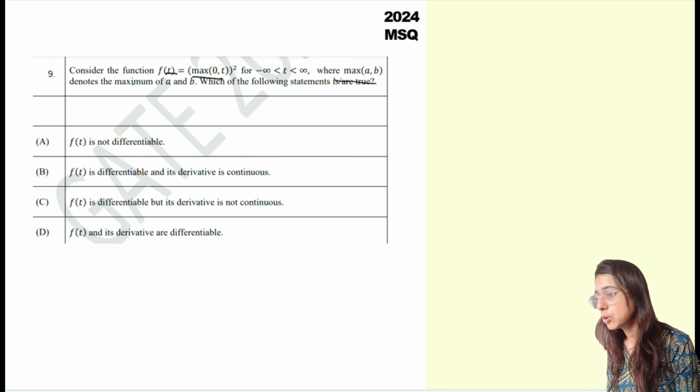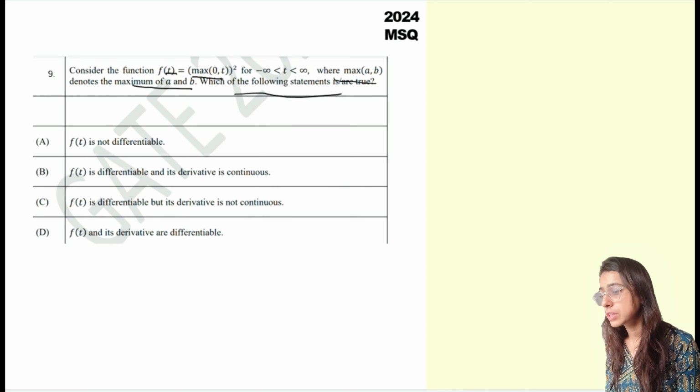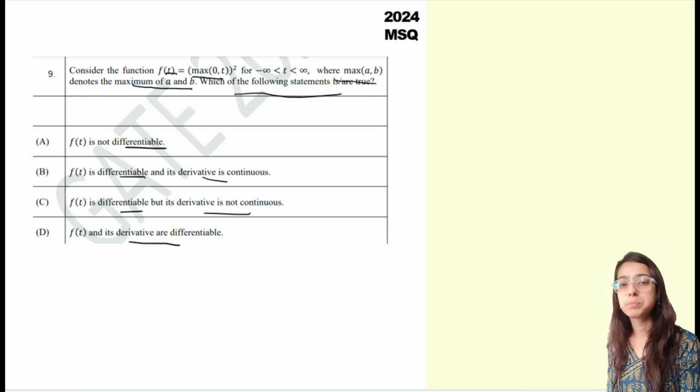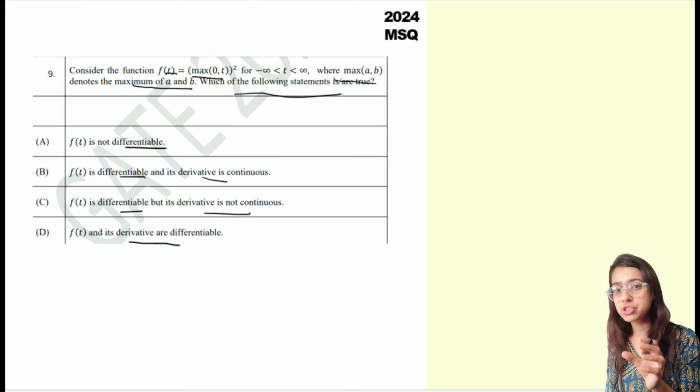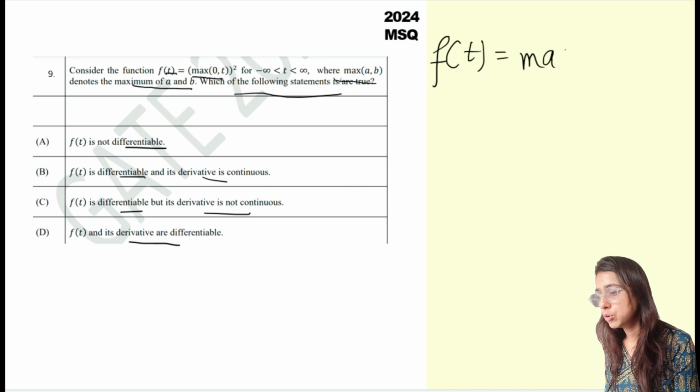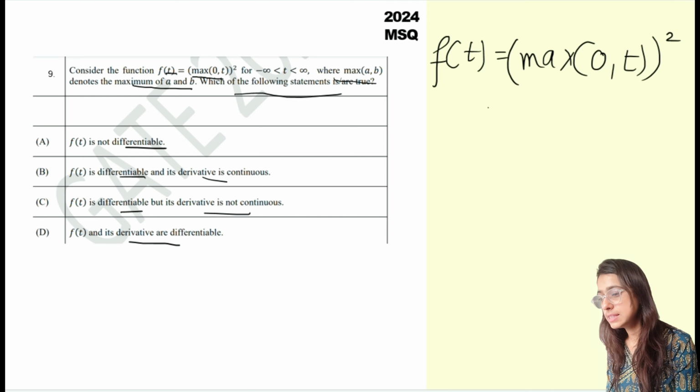Consider the function f of t is maximum of 0 and t whole squared, where maxima refers to the maximum of a and b. Which of the following statements is true? आप देखिए स्टेटमेंट्स में हमें डिफरेंशिएबिलिटी, डिफरेंशिएबल एंड देन डेरिवेटिव इज डिफरेंशिएबल और कंटिन्यूस, इसके बारे में पूछ रखा है. तो पहले हम देखते हैं फंक्शन हमारा डिफरेंशिएबल है या नहीं है. सो f of t is maximum of 0 and t whole square. So what we will do, that means 0 squared and t squared के बारे में बोल रखा है.